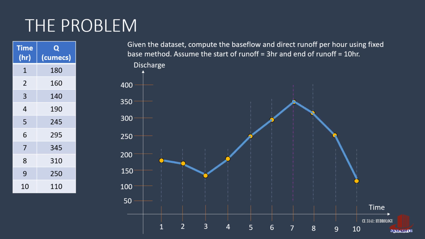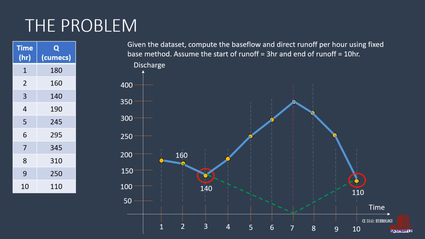Now identify the start of runoff, which is at t equal to 3 hours. Also, the end of runoff is at t equal to 10 hours. Extend the segment of 2 to 3 hours until it intersects the highest peak, which is at 7 hours. Also connect this point of intersection to the end of runoff, that's t of 10 hours. Next is to identify the ordinates of the extended line. This is through similar triangles.